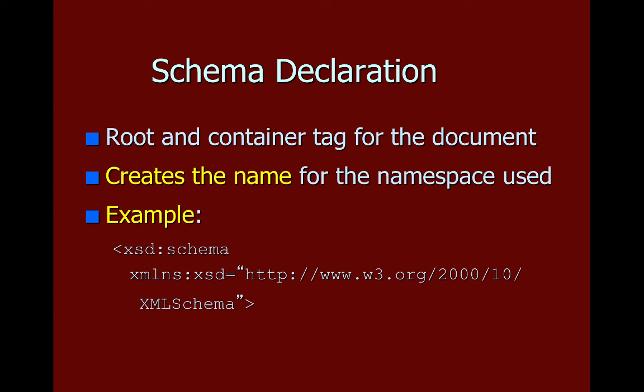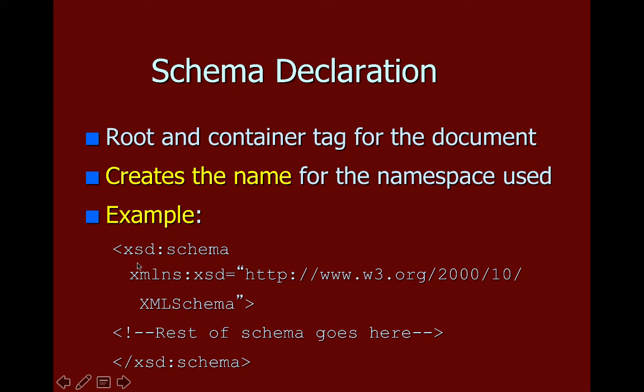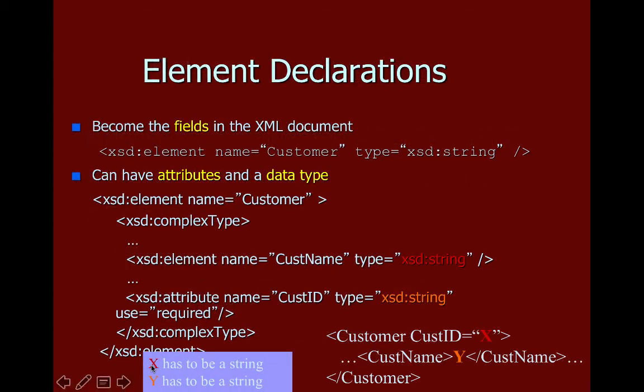So from this standard namespace, http://w3.org XML schema, this just says that XSD is an abbreviation for this whole namespace. And then from then on, all the relevant tags will be prefixed by XSD. Then you close it, right? So every XML schema will start with that and end with that.